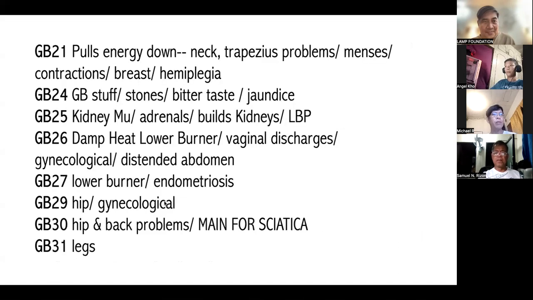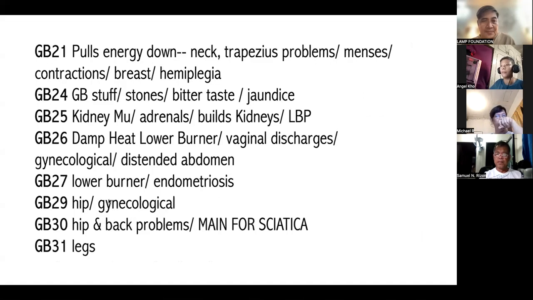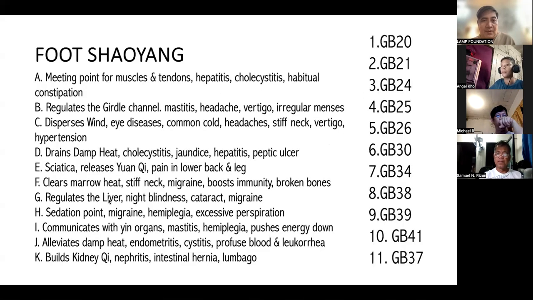Sige, tingnan natin ulit. Number 10. Rest, painful menses. Dysmenorrhea. So, GB41. So, the answer is letter B. Mali. Diyan ako nagkamali, Doc, kasi dalawang sagot. Hindi daw lumabas kasi masyadong mahaba. Irregular menstruation, breast. Regulates the girdle channel.